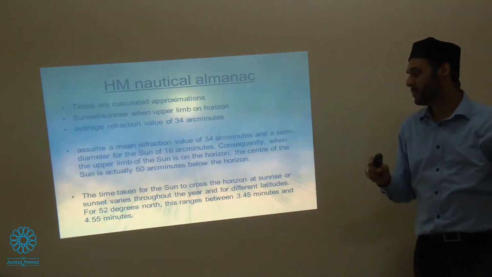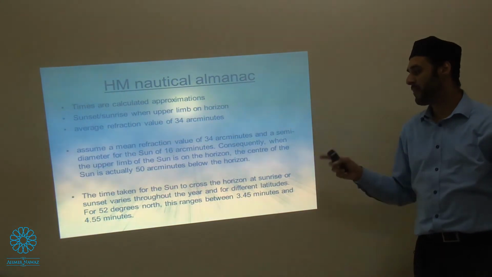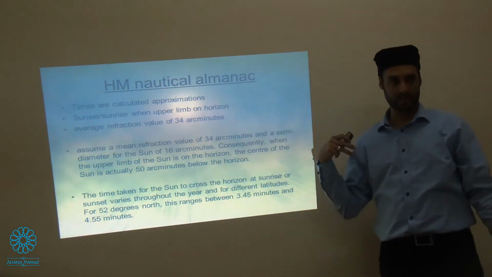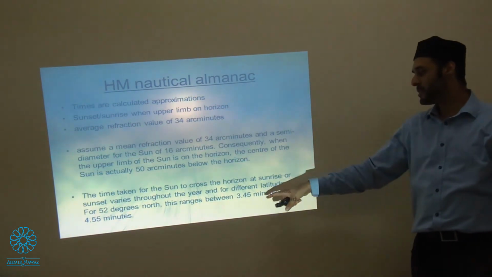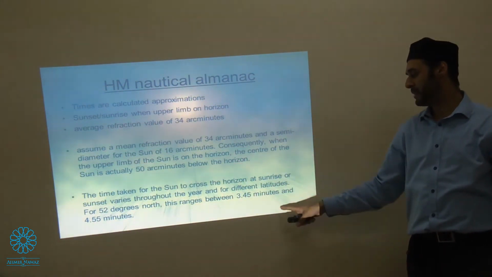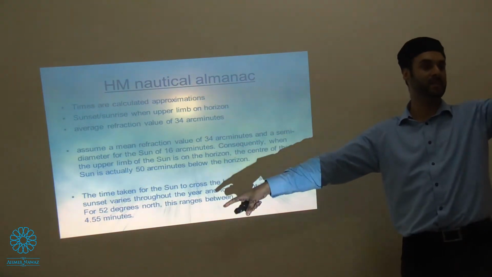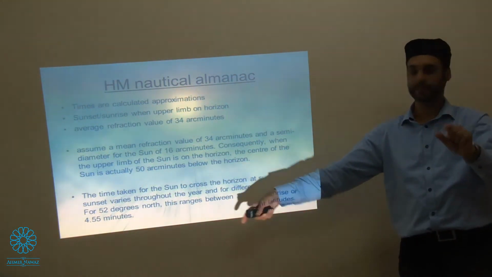The time taken for the sun to cross the horizon at sunrise and sunset varies throughout the year and for different latitudes. So for 52 degrees, which is just above us, it ranges between 3.45 minutes and 4.55. So almost 5 minutes in the summer it takes for the sun to go down.